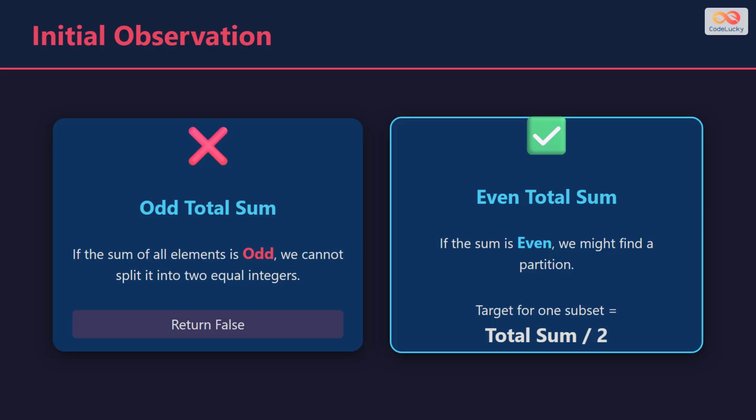Before jumping into algorithms, let's make a simple mathematical observation. If we want to split the array into two equal parts, the total sum of the array must be perfectly divisible by 2. If the total sum is odd, it is impossible to split it equally, so we can immediately return false. If the sum is even, we have a chance, and our target for each subset becomes exactly half of the total sum.